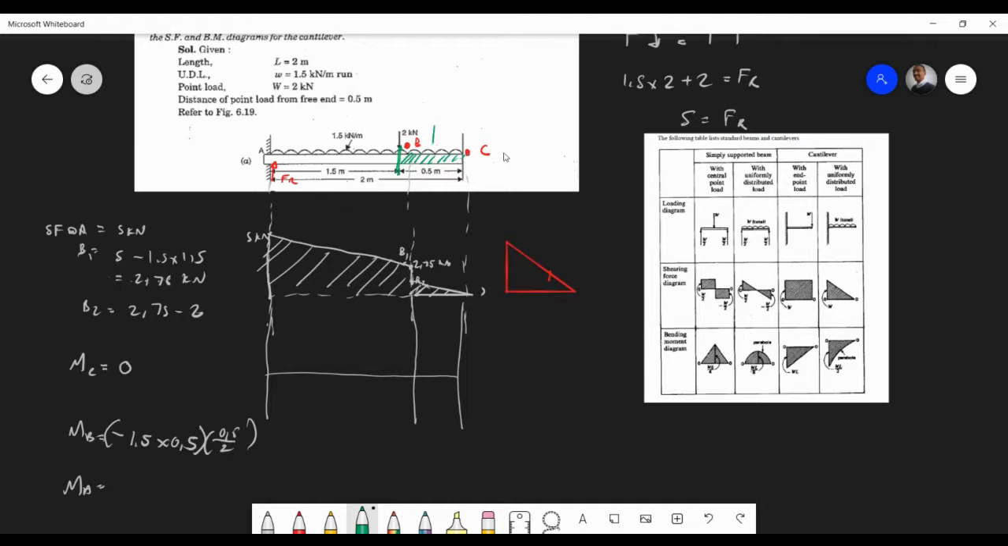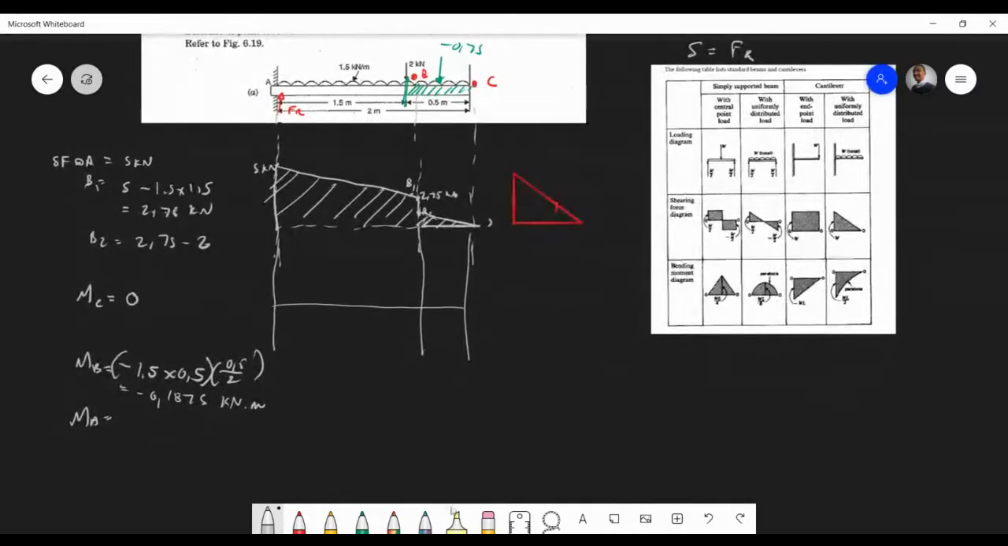So then we have to represent that force. That's the force I'm talking about. 1.5 times 0.5, that's minus 0.75 times essentially a quarter. And we should get the moment here should be minus 0.1875 kilonewton meter. Do we all get that? I think someone did say this.